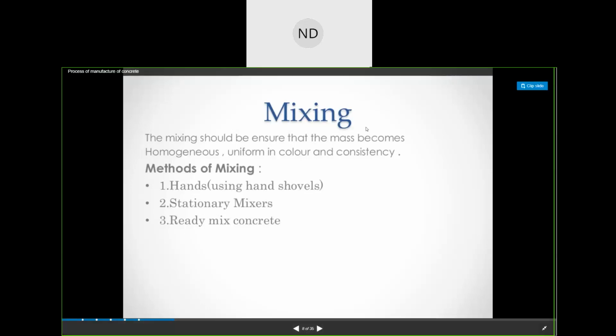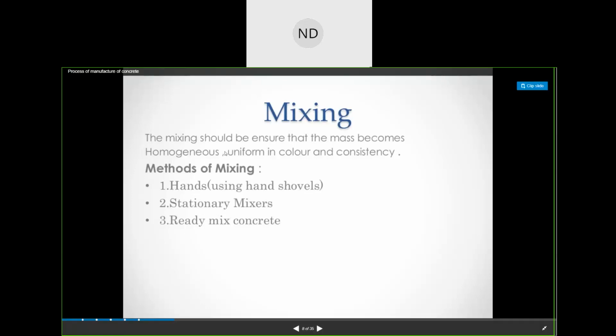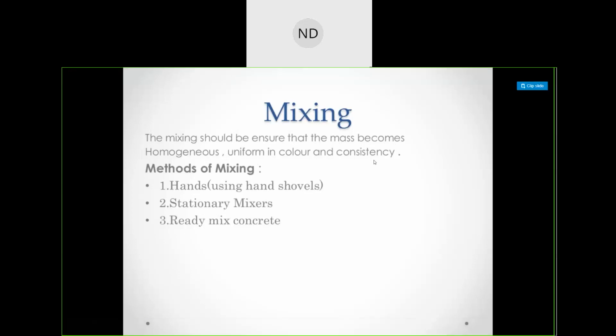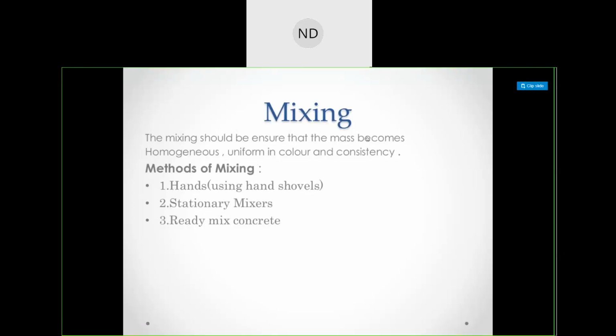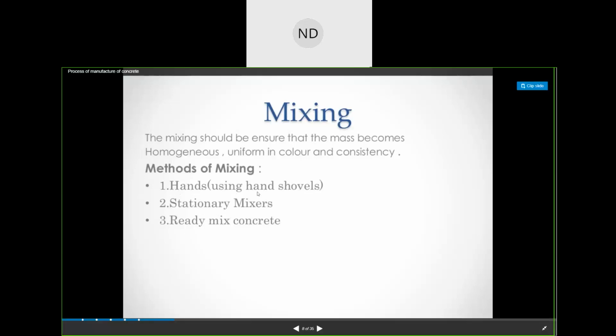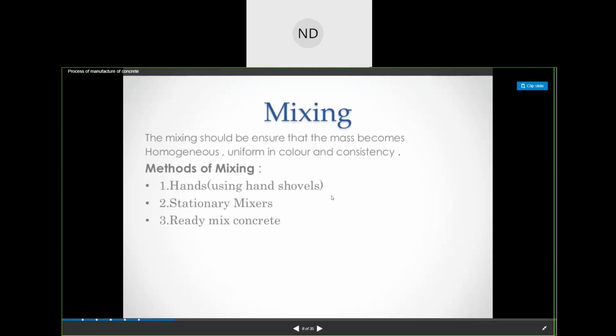Then the next step after batching is done is mixing. Batching was measuring the ingredients, measuring the materials which are required for concrete. Now next is your mixing. The mixing should ensure that the mass becomes homogeneous, uniform in color and consistency. At this step we will check the consistency. We will mix the measured materials in the required proportion, either by hand mixing, by stationary mixers, or by ready mix concrete. There are three methods of mixing concrete: hand mixing with the help of shovels, stationary mixers, or ready mix concrete.